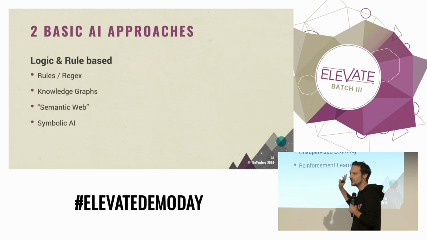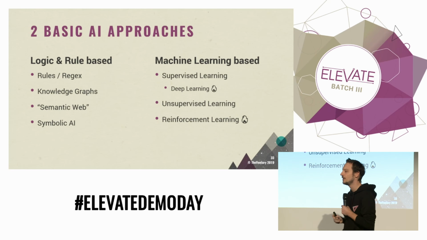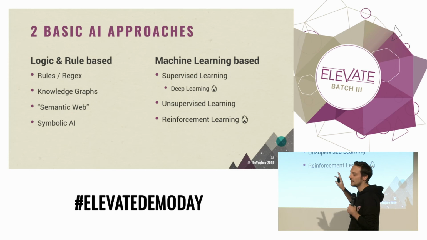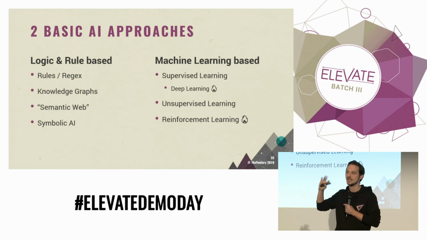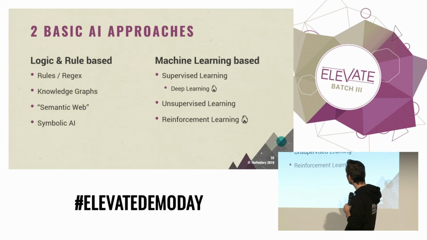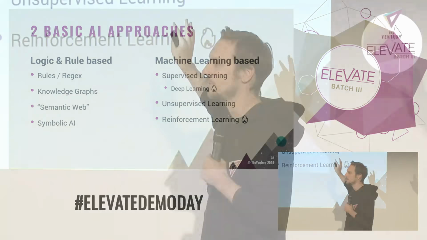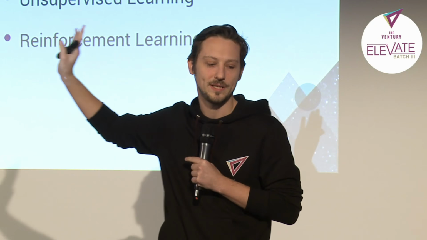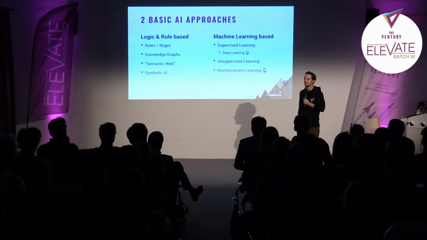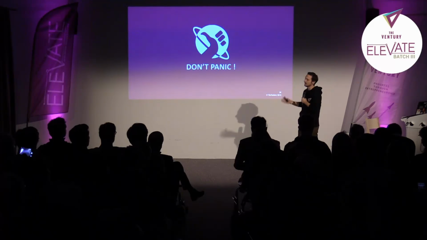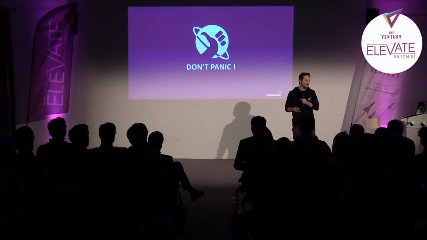And then there's this new shiny fancy thing that we do with machine learning, where we basically have three categories that we distinguish. The first one is supervised learning, unsupervised learning, and reinforcement learning. And within supervised learning, we have this big buzzword called deep learning that I'll explain to you in a minute. So, what is the big difference? Obviously, don't panic. I'll explain it to you.